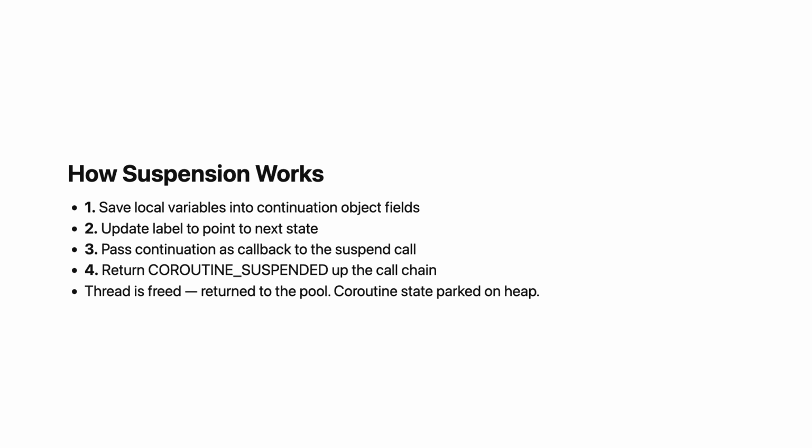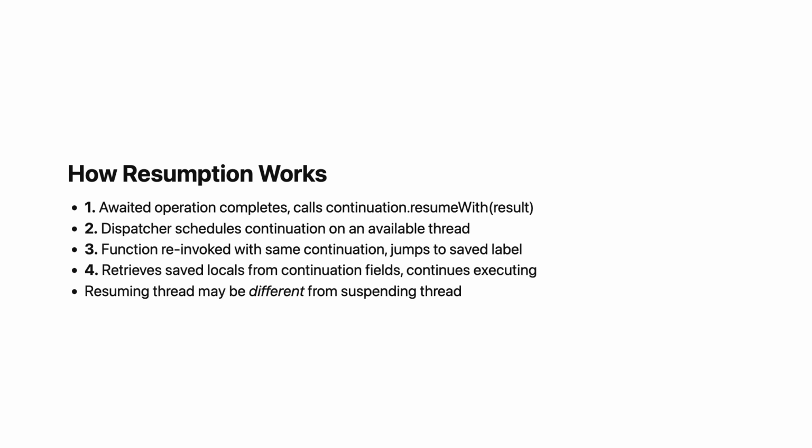Now the other half, resumption. When the thing the coroutine was waiting for completes, say the delay timer fires, the system calls the continuation's resumeWith method, passing the result. Here is what happens. The dispatcher receives the continuation and schedules it to run on an available thread from the pool. When a thread picks it up, it calls the coroutine's function again, passing the same continuation. The function checks the label, jumps to the right section of the state machine, retrieves the saved local variables from the continuation's fields, grabs the result from the resumeWith call, and continues executing from where it left off.